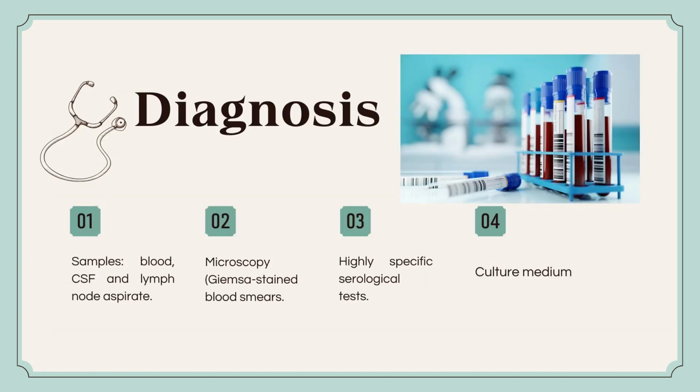Diagnosis. Samples like blood, CSF, and lymph node aspirate. Microscopy: Giemsa-stained blood smears will show the trypomastigotes. Highly specific serological tests and culture medium.